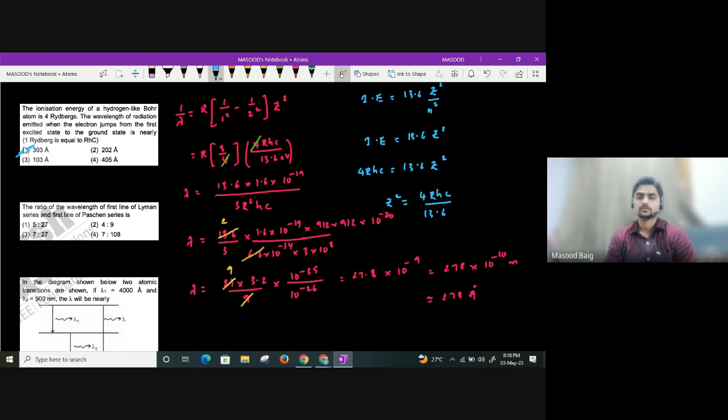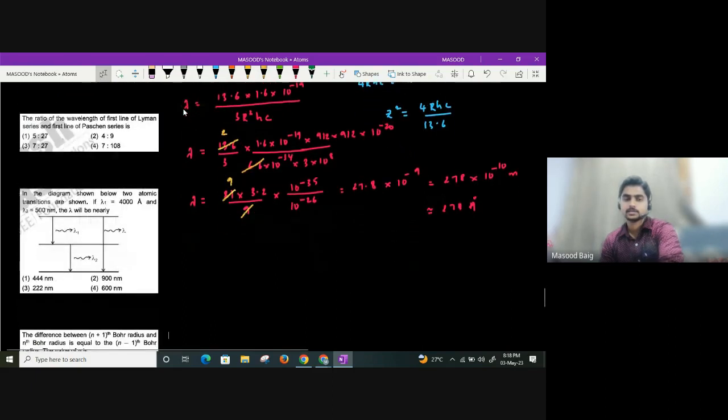Understood all of you? From the ionization energy, we have tried to calculate the Z square value. It's a good question again. Then by using Rydberg's formula, 1 by lambda is R into (1 by n1 square minus 1 by n2 square) into Z square. From there, we were able to calculate the wavelength of the light which was emitted. Clear, all of you?